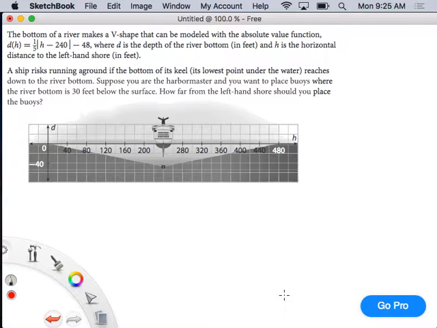Remember that. A ship risks running aground if the bottom of its keel reaches down to the river bottom. Suppose you are the harbor master and you want to place buoys where the river bottom is 30 feet below the surface. How far from the left-hand shore would you place the buoys?